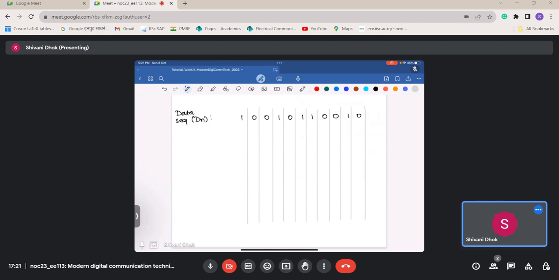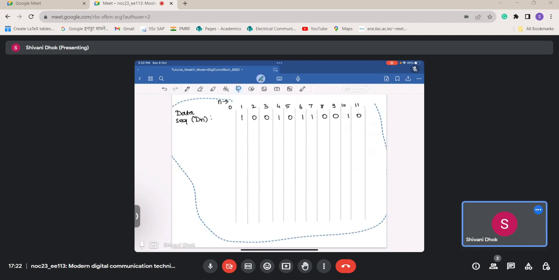Okay. And yeah, another thing that we'll do is we'll write the value of n. So let's say n equal to 0 here, 1, 2, 3, 4, 5, 6, 7, 8, 9, 10 and 11. Okay, so this much thing we are having here. And just for sake, I will have a copy of this with me. Okay, so this is what we are having.